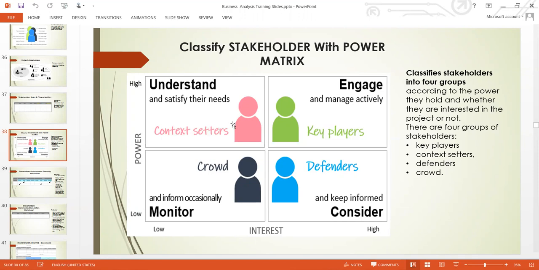Under the context setter, you can see they are in red color or in red garment. These people, most of the time, don't have interest in their project, and they are very powerful people. They have the power to stop your project. They have the power to mess your day up. So you need to understand what they need from you and give it to them.